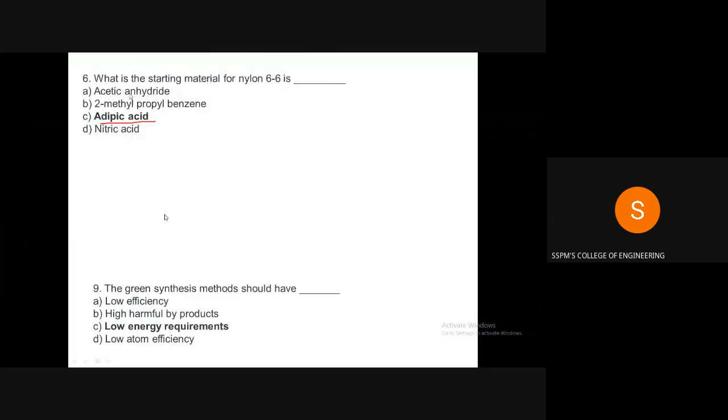So adipic acid is the starting material for nylon 6,6. Then, the green synthesis method should have low efficiency, high harmful products, low energy requirements and low atom efficiency.